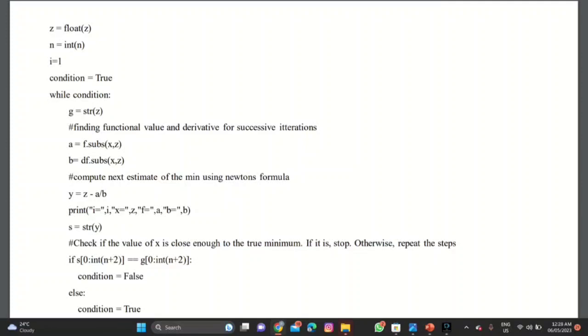By using Newton's formula, x_{n+1} = x_n - f(x)/f'(x). Here this formula represents that y = z - a/b. y is the next iterative guess in every iteration, as z is the guess from the previous iteration, and checking both values, if they are equal, the condition is false and it terminates from the loop, or else if they are not equal, the condition becomes true and it runs the loop till they are equal.